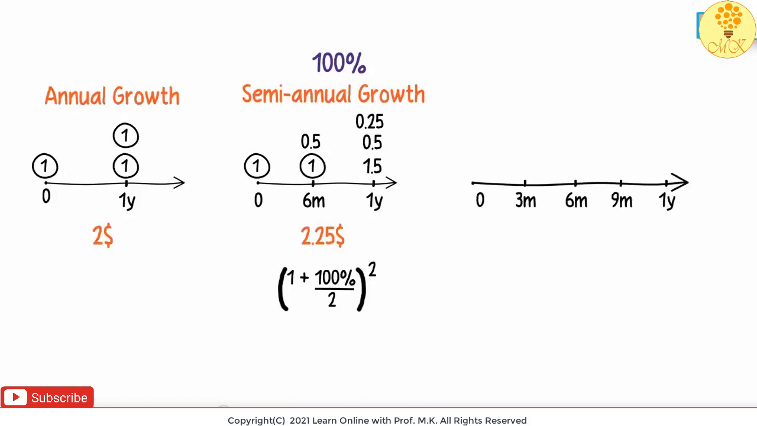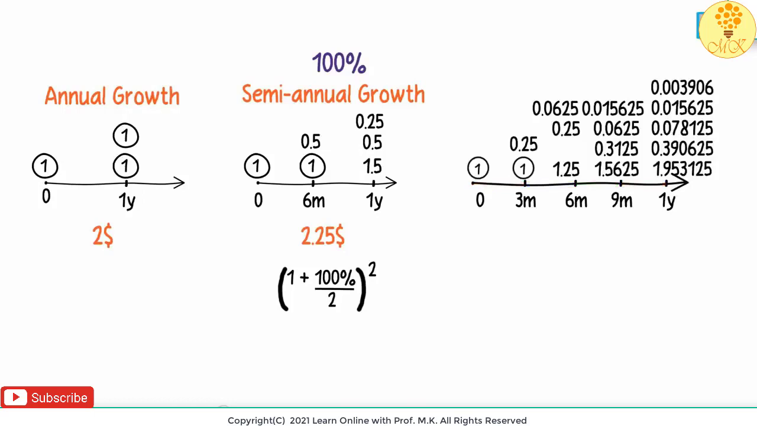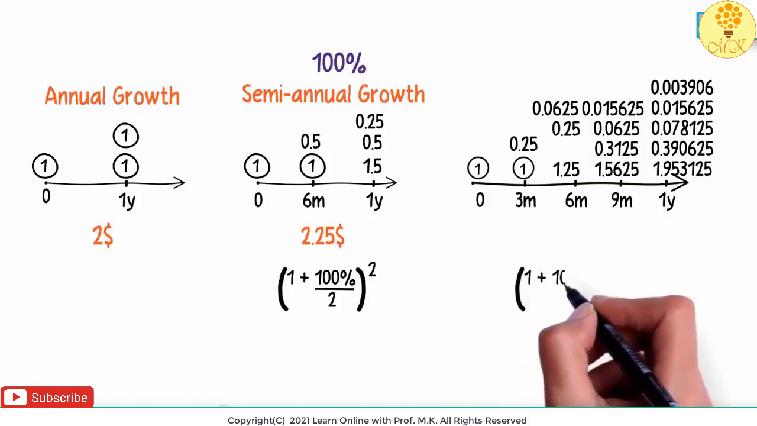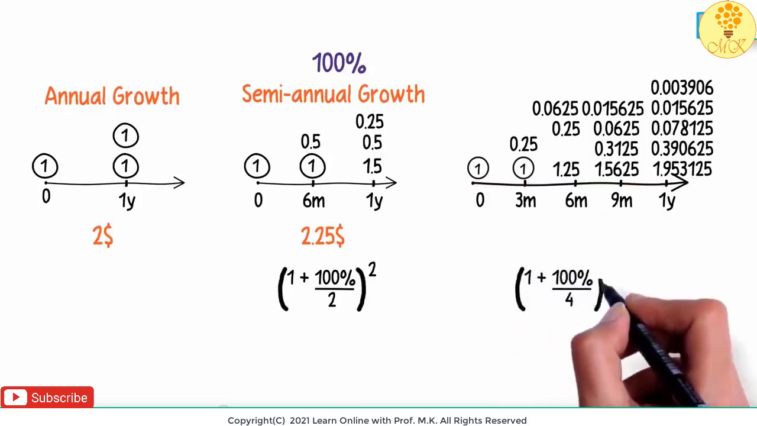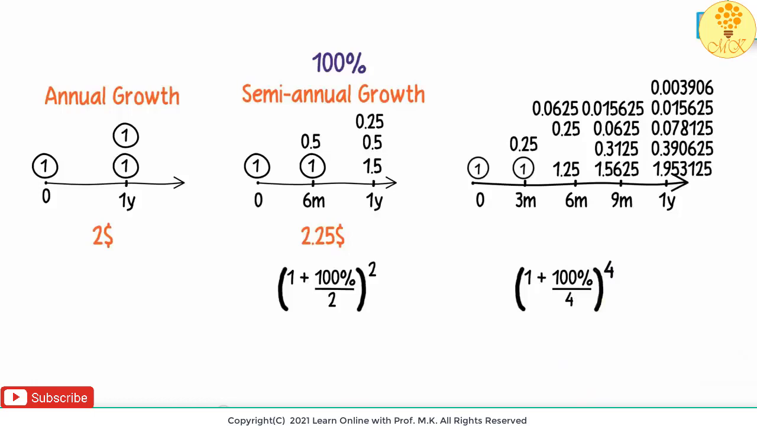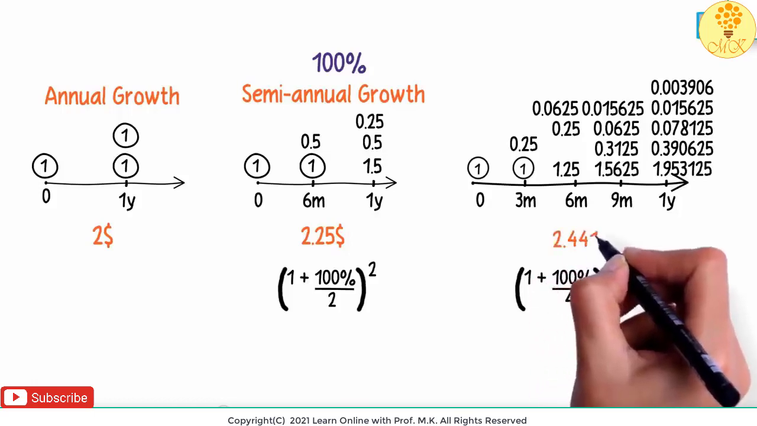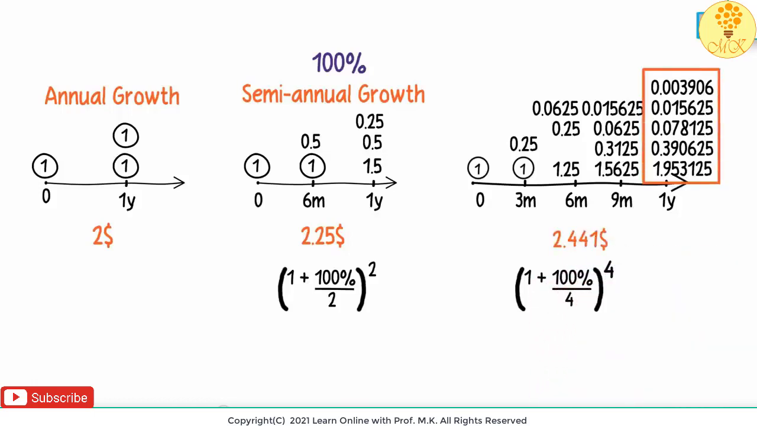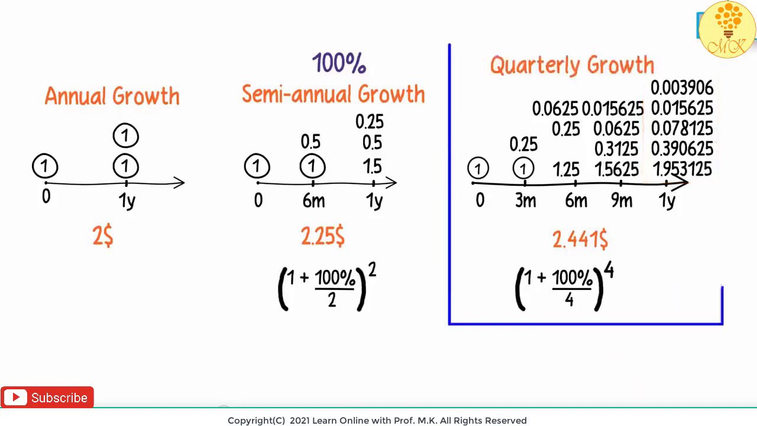We have divided 1 year into 4 quarters. This is how it would look. Looks messy, but it's actually very simple if you've understood the concept. It's 25% growth every quarter. The formula would change to 1 plus 100% over 4, the whole raised to 4. We would approximately get $2.441 at the end of the first year. I suggest you pause the video and understand the quarterly growth diagram really well.